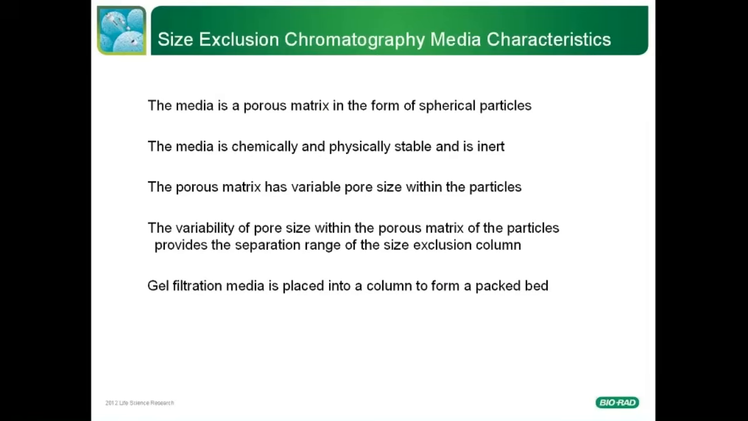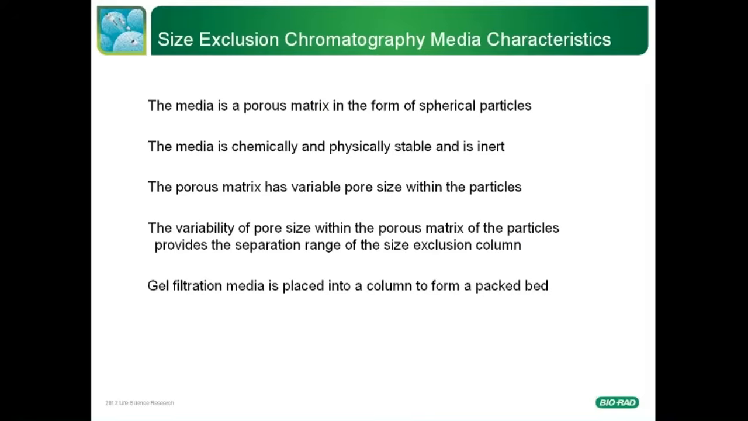What are the media characteristics of size exclusion chromatography? The media is a porous matrix in the form of spherical particles. The media is chemically and physically stable, and it is inert. And this inertness gives the property that samples don't bind to the media as they pass through the column, don't bind to the stationary phase media as they pass through the column.